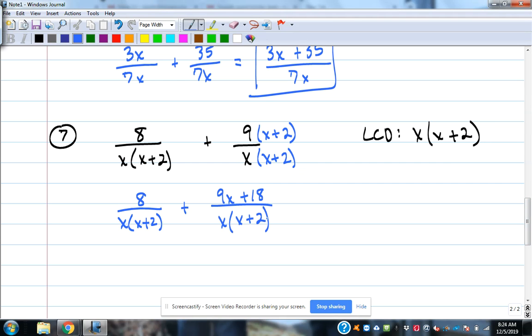So the numerator you're going to have to multiply out. The denominator you don't. You don't multiply out the denominator. Okay, so combine like terms will be 9x plus 26 over x times x plus 2. Check to see if it'll factor. No, it won't, so that means I'm done.